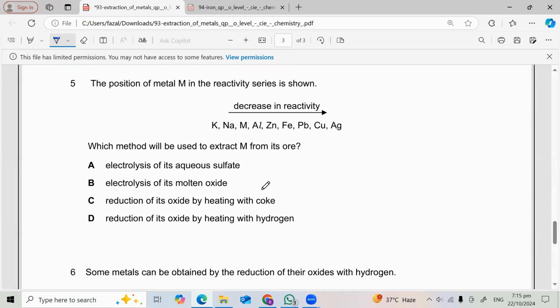The position of metal M in the reactivity series is shown. So here is metal M, okay, and its position is shown. Which method can be used to extract M from its ore? So if we see M, because it's above carbon, it can be reduced from its oxide by heating with coke, okay, because it's above carbon. So it can be reduced.